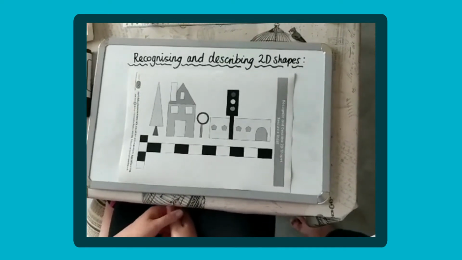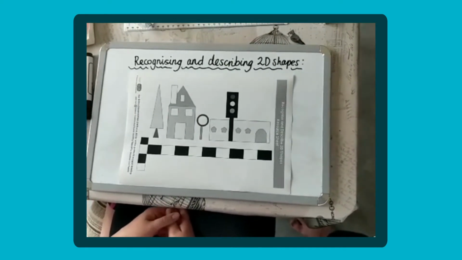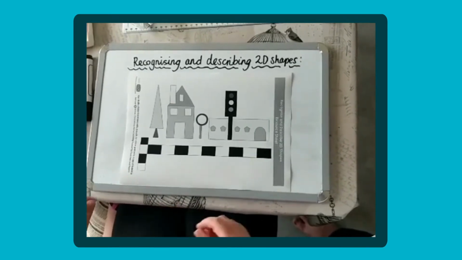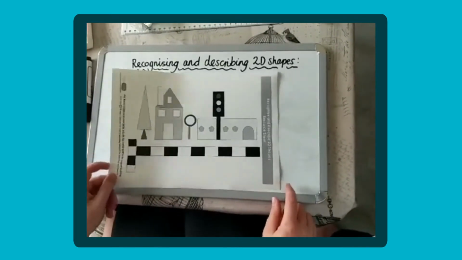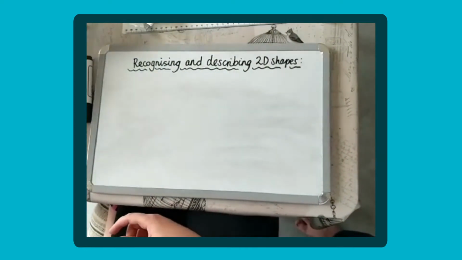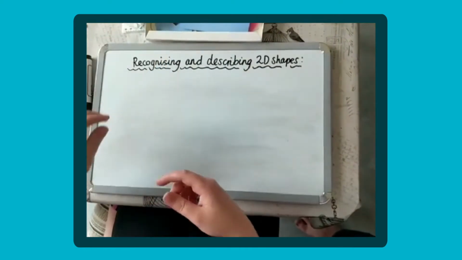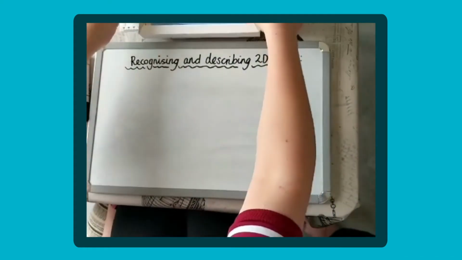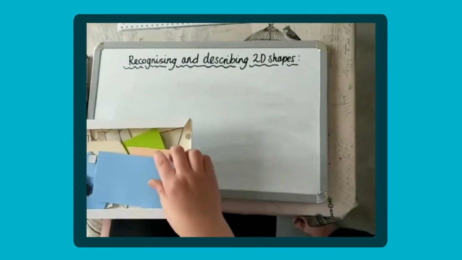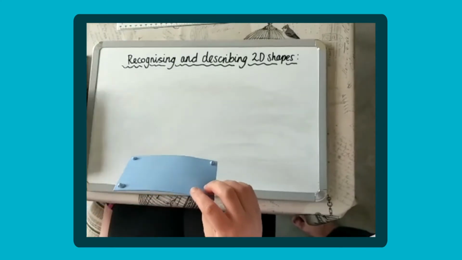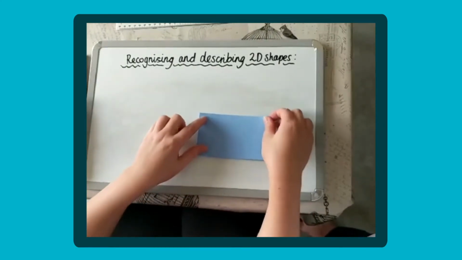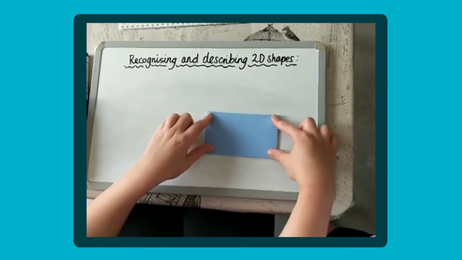So they would study the picture, and then after a few seconds you would remove the picture from sight completely, and you would ask the child to recreate that image using 2D shapes. I'm going to have a go at this quickly, so I can remember that a rectangle I think was over here in this position.